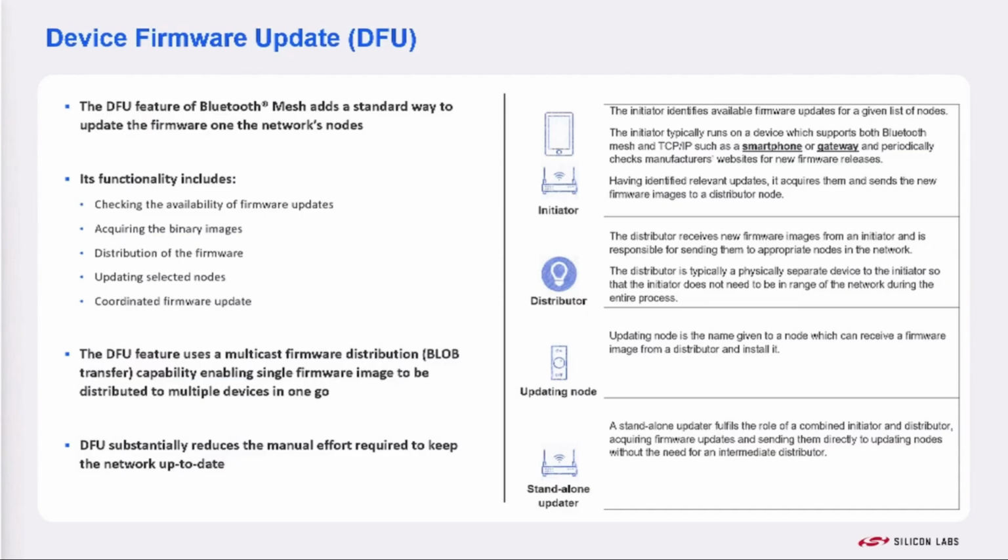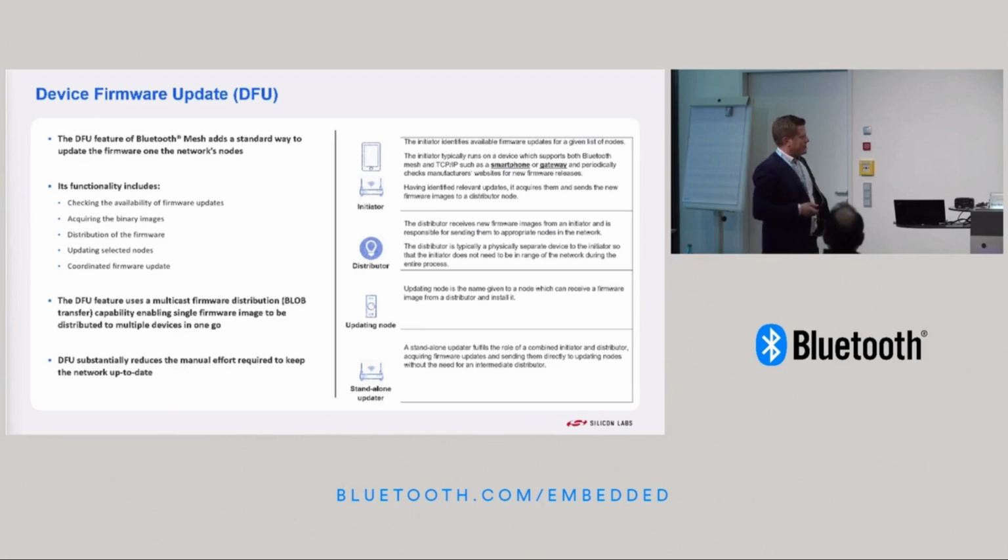And DFU, essentially, allows you to see what kind of devices you have in your network. Once you connect to the network, you can query how many sensors, how many light switches, how many luminaires I have in the network, and what firmware they have installed. So you can see what you got. And then you can check, usually through a cloud, are there any updates available? Once you download an update, and of course every type of device typically has unique firmware.